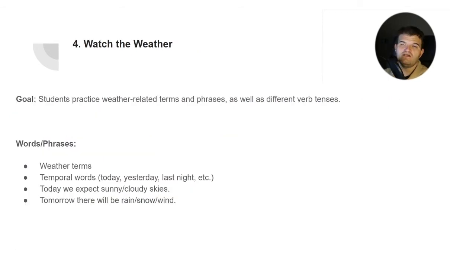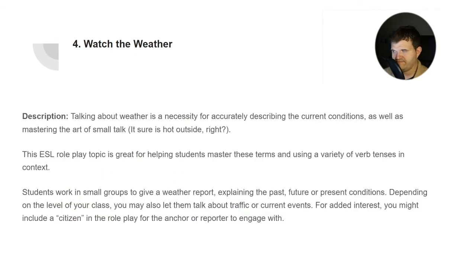Fourth scenario is talking about the weather-related phrases, as well as verb tenses. So weather terms, temporal terms, time, today, yesterday, last night, next week, etc. Today we expect... Not that we know will happen, what we think will happen. It's a prediction. Versus tomorrow will be rain or snow or wind. So we get the prediction versus expectation versus knowing what will happen. So nice to work out.